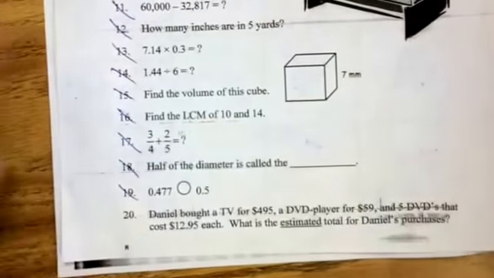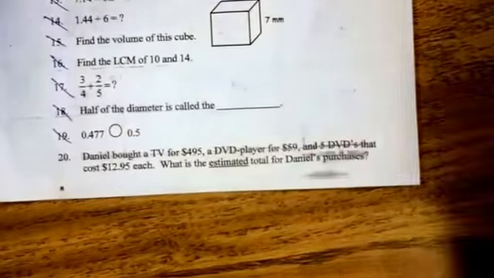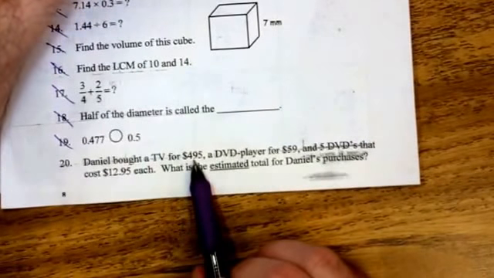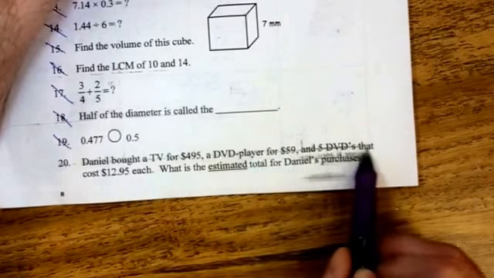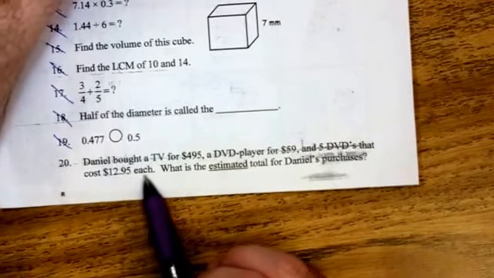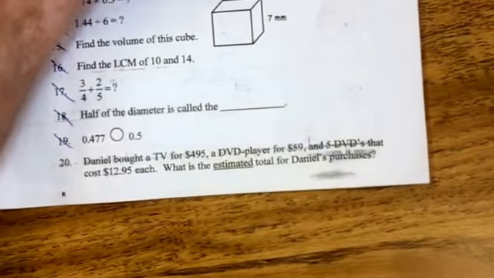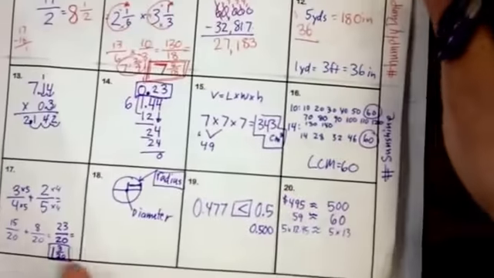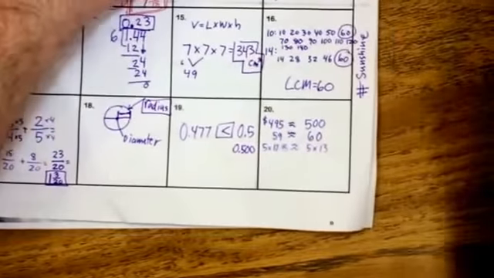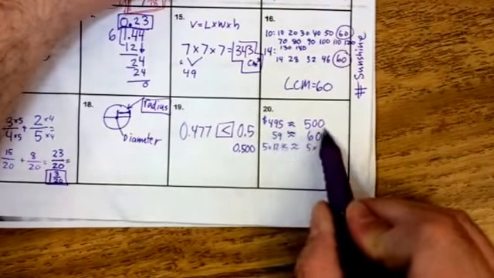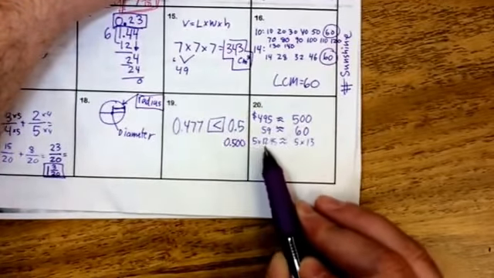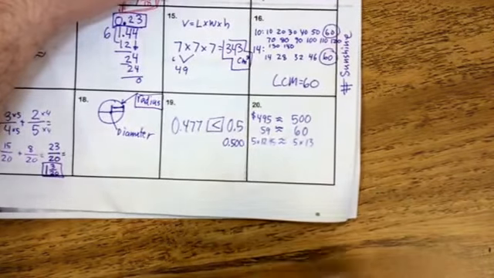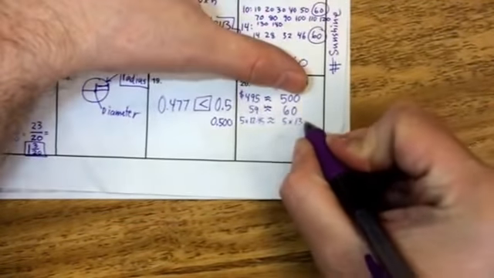All right. And then, as I look here, number 20, Daniel bought a TV for $495, a DVD player for $59, and 5 DVDs that cost $12.95 each. What is the estimated total cost for Daniel's purchases? Well, when we estimate, we're basically just rounding. So I know that $495 is about $500. I know that $59 is about $60, and I know that 5 times $12.95 is basically 5 times 13. So I'm going to go ahead and do that now.